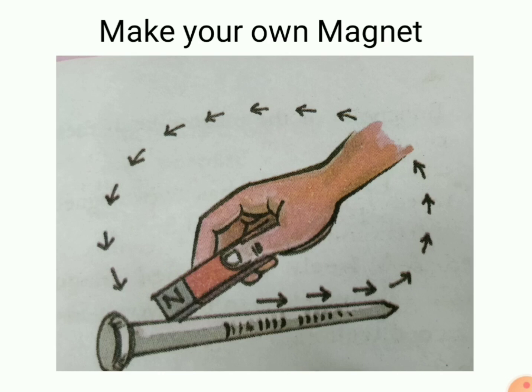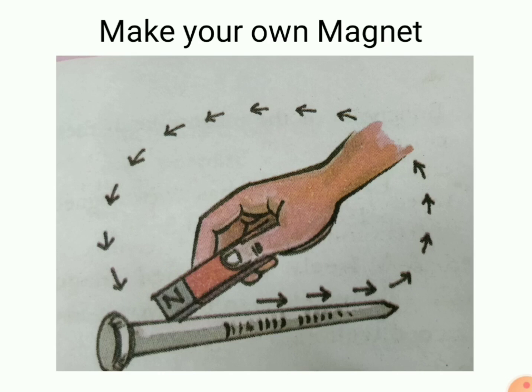Place one pole of the bar magnet near one edge of the nail. Without lifting the bar magnet, move it along the length of the iron nail till you reach the other end. Then lift the bar magnet, again bring it to the first end of the nail and move it along the length again as shown in the figure.